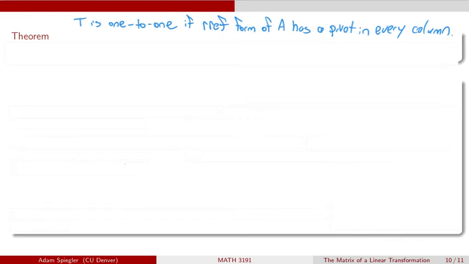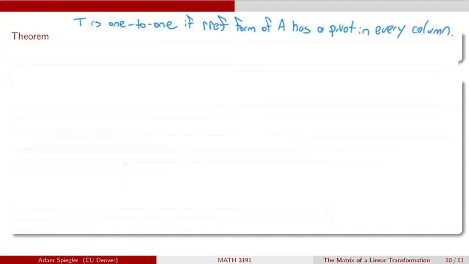Okay, so in this video, we are going to state and prove a general theorem which picks up on the observation we made in the previous video's examples, which was that the linear transformation T is 1-to-1 if when we find the standard matrix representation A for that linear transformation, and we write A in its equivalent reduced row echelon form, that A has a pivot in every single one of its columns. So let's state this more generally and prove this result.